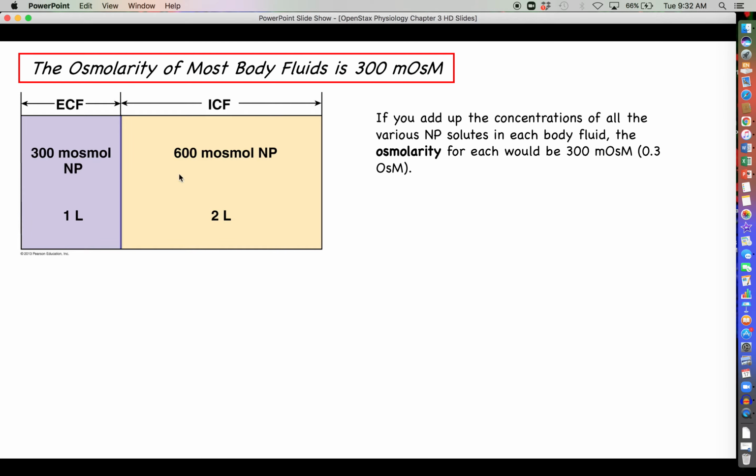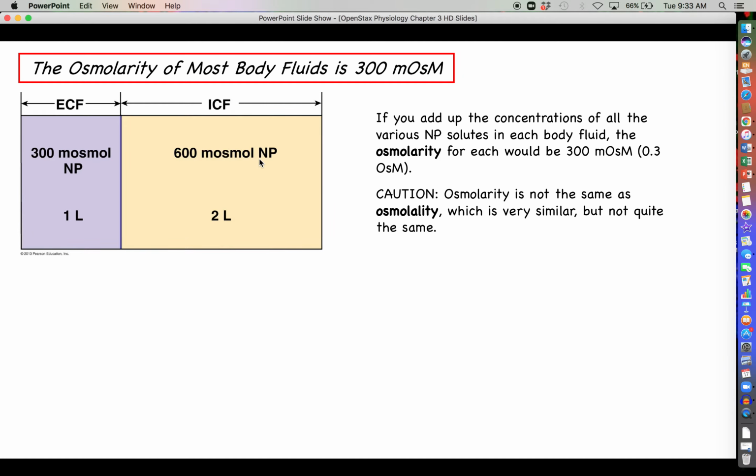So because there is no difference in the osmolarity across this membrane, we exist in a state of osmotic equilibrium, and net osmosis is not going to occur. There will be a little bit of water transport back and forth, but no net osmosis, no net effect on the water concentration on either side.